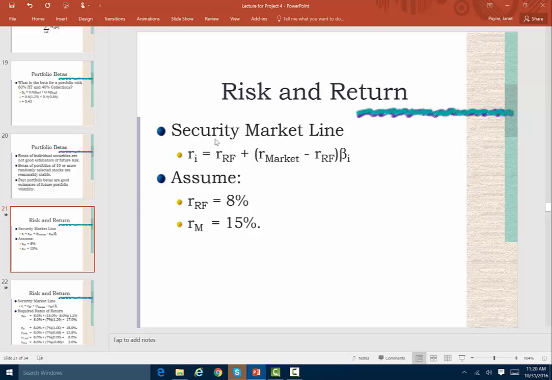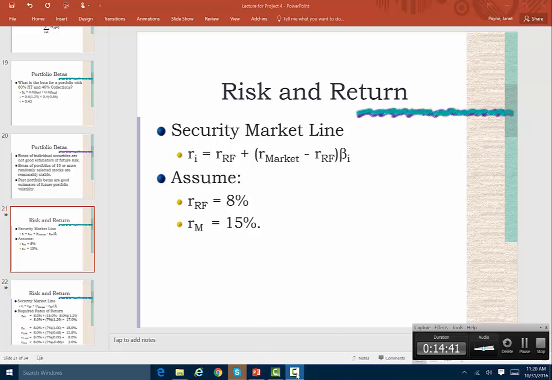You'll probably get them at some point in your studies here at Texas State. And that's about all I have to say about the capital asset pricing model and the project that you just completed.